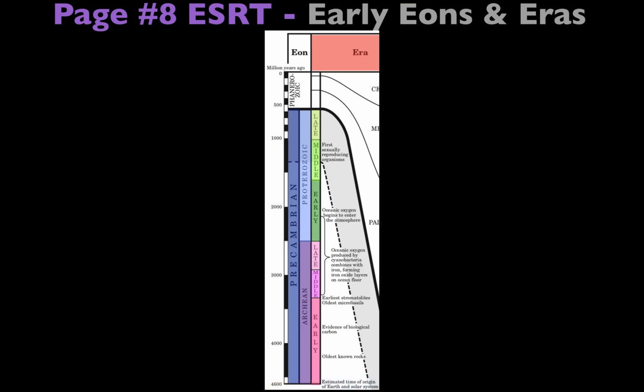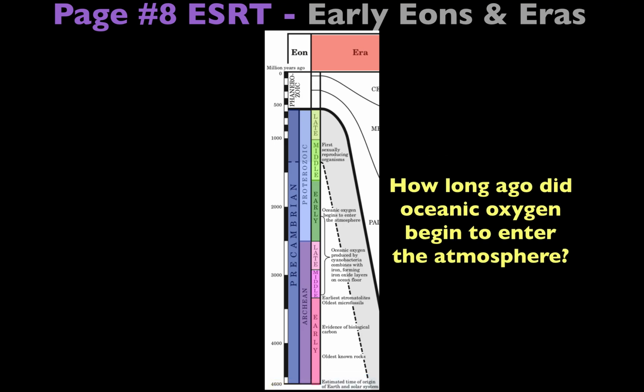Let's take a look at another example question. How long ago did oceanic oxygen begin to enter the atmosphere? So if we locate that on our time scale and we bring it over, we're going to see that this was 2,200 million years ago, and this was the early Proterozoic, which again is part of the Precambrian eon.